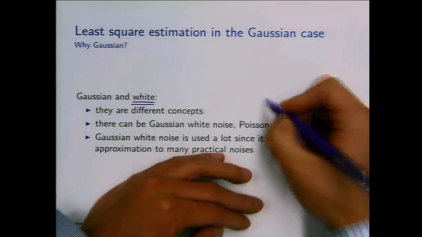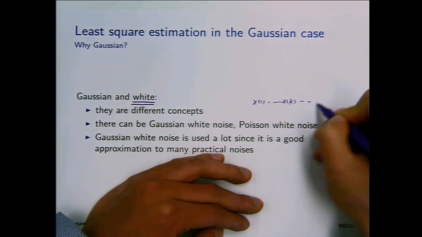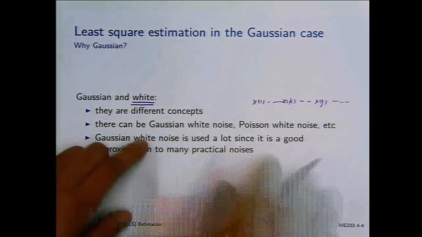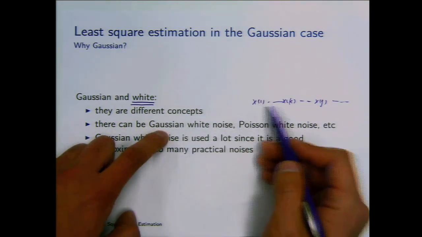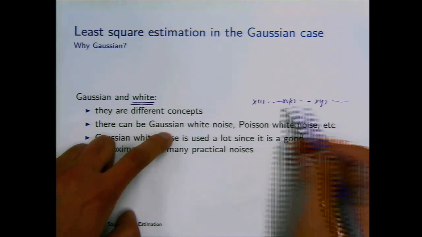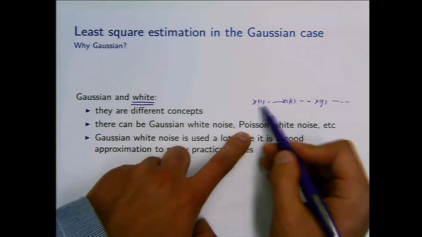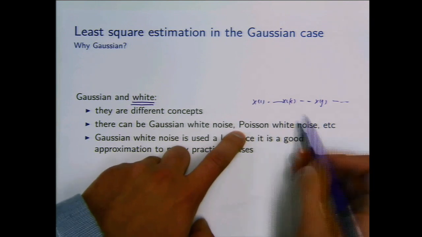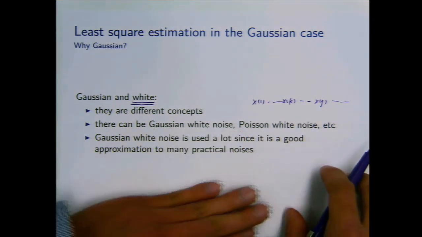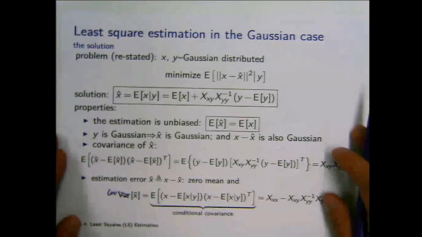In this case, it just means if I have x_1, x_k, x_j, the first case just means each of x_1, x_k, x_j is Gaussian. But x_k and x_j are not related because it's white. And for the Poisson case, it just means the distribution for each of them is a Poisson distribution. So whiteness is talking about something else. We talked about Gaussian white noise. It is used a lot because it's a good approximation for a lot of practical noises.